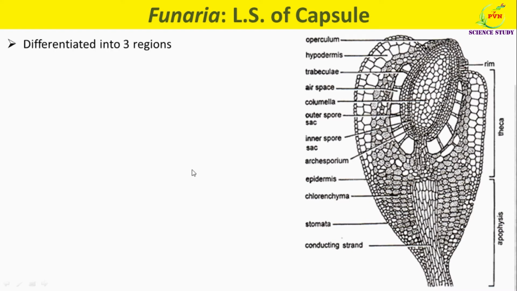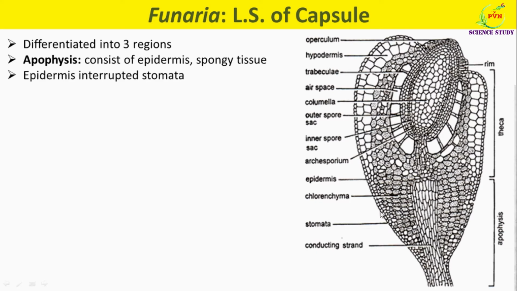LS of capsule is differentiated into three regions, namely apophysis, theca and operculum. So this is apophysis region, this is theca and this is operculum region, as you can see here. Apophysis region consists of epidermis as well as spongy tissue. As you can see here, the epidermis is interrupted by stomata. This is stoma. Each stoma is guarded by two guard cells.